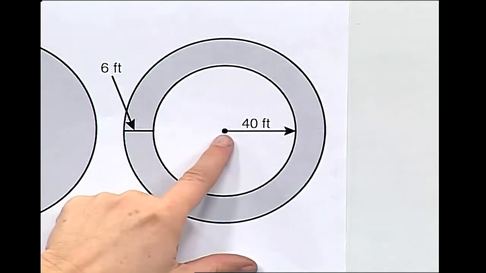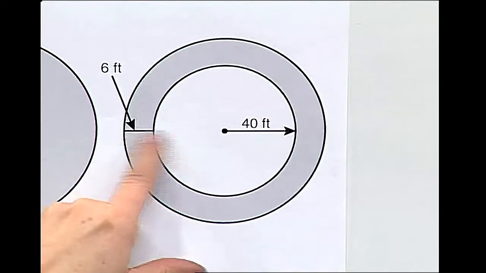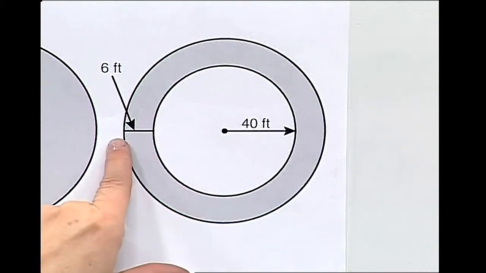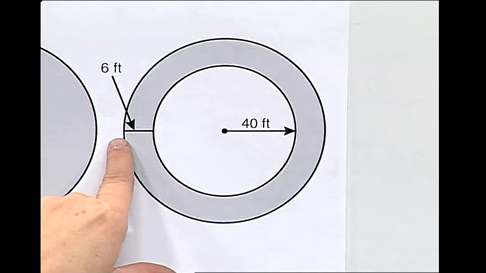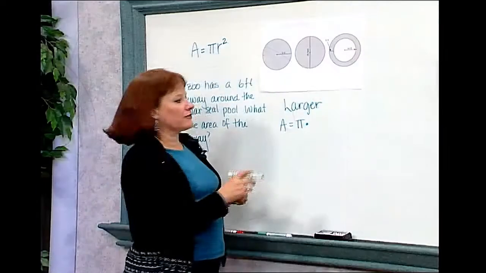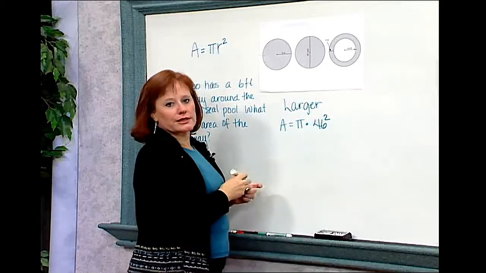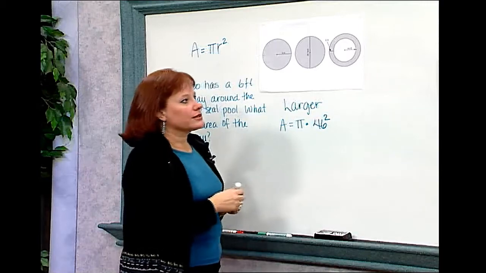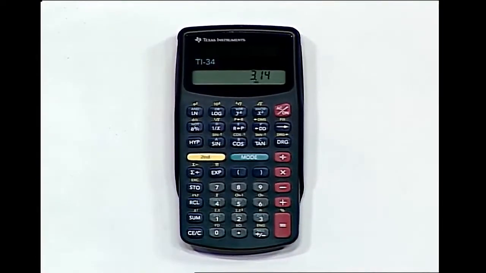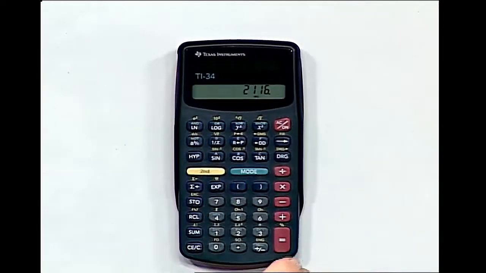So I'm going to draw a radius that goes from the center of this circle to where my little segment of 6 feet starts. I know that this radius is equal to 40 feet, and I'm going to add on 6 feet to get to the outer edge of the large circle. So my entire radius is 40 plus 6, or 46 feet. So I know the larger circle is pi times 46 squared. Crossing to the calculator, I'll use 3.14 for my approximation for pi times 46 squared.